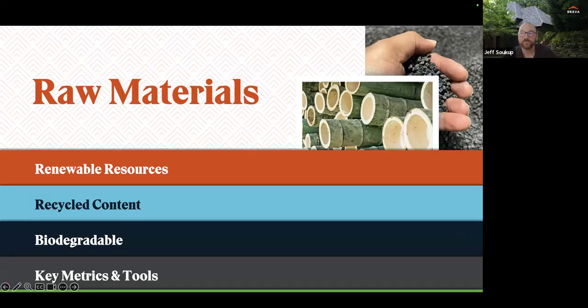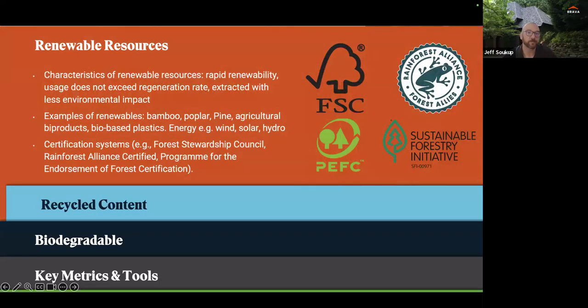We're probably familiar with renewable resources, recycled content, the term biodegradable, but let's review and just make sure our understanding of the definitions aligns. And then we'll look at some key metrics and tools, and then a little bit about embodied carbon.